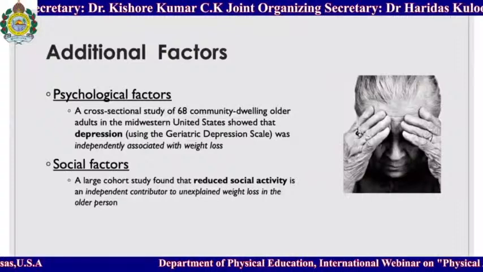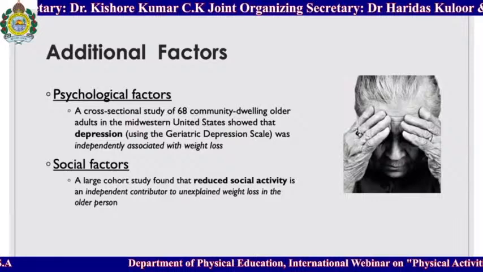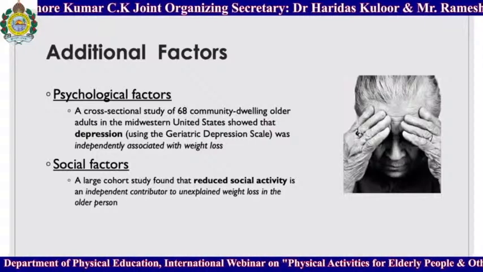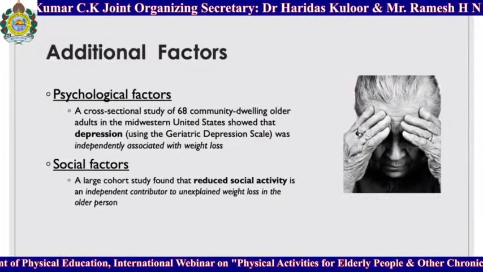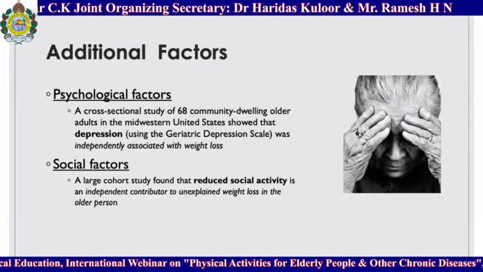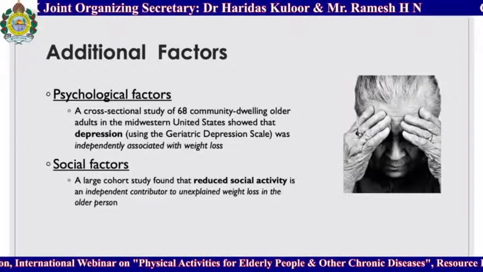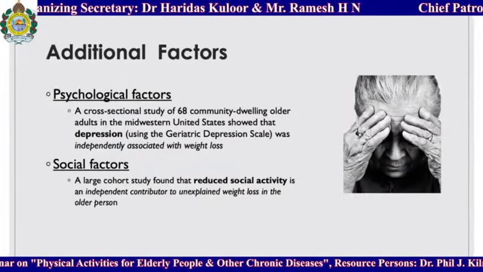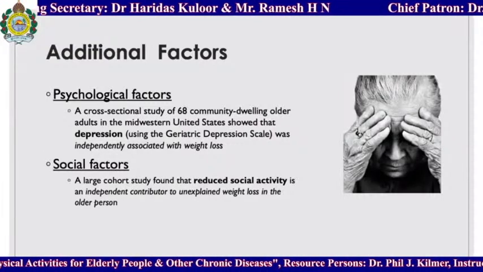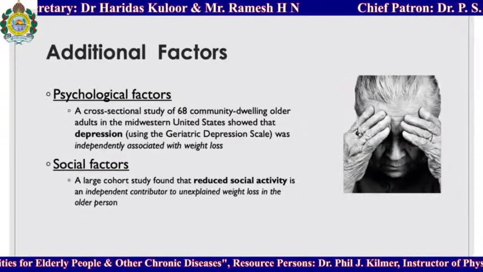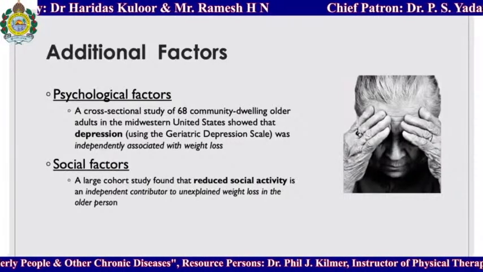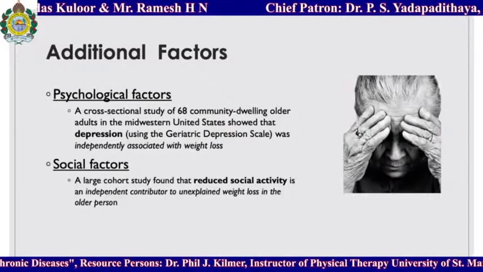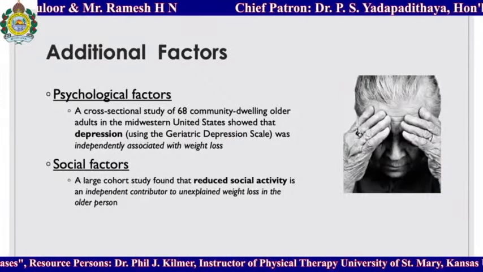Additional factors might be psychological factors. A lot of our patients, 65 and older, just might be depressed. A cross-sectional study of 68 community-dwelling older adults in the Midwest USA showed that depression was independently associated with weight loss. I think that's a big telling factor. Again, a lot of times people who are depressed just aren't having that food intake, and we know how that cycle works. Another could be social factors. Reduced social activity was also an independent contributor to unexplained weight loss in the older individual. So now we are seeing again how these are all interrelated.